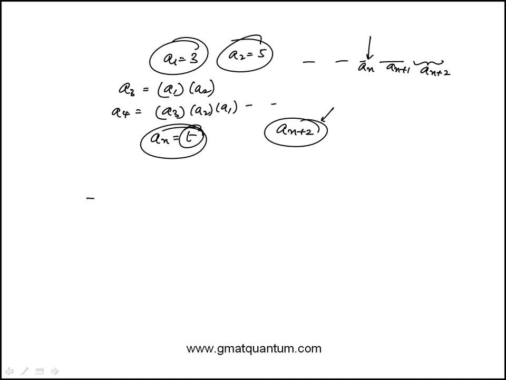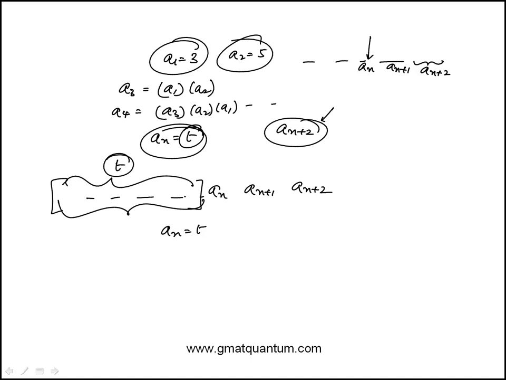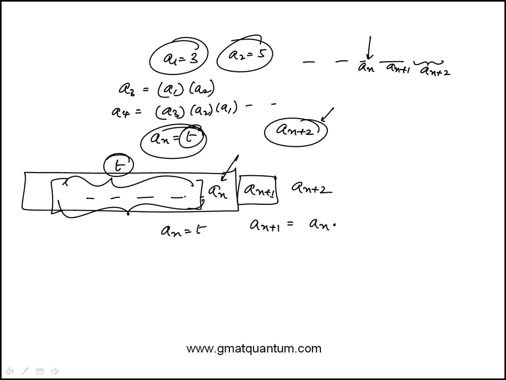So if we look at these terms, and let's say this is an plus 1, and an plus 2, an would be the product of all of the terms that are prior to an, and we're given that an is t. So this product itself is equal to t. Now I can also write a sub n plus 1. This term would be the product of all of these terms, an and the terms prior to that. So it's going to be equal to an times t, because remember t is the product of these terms before an.